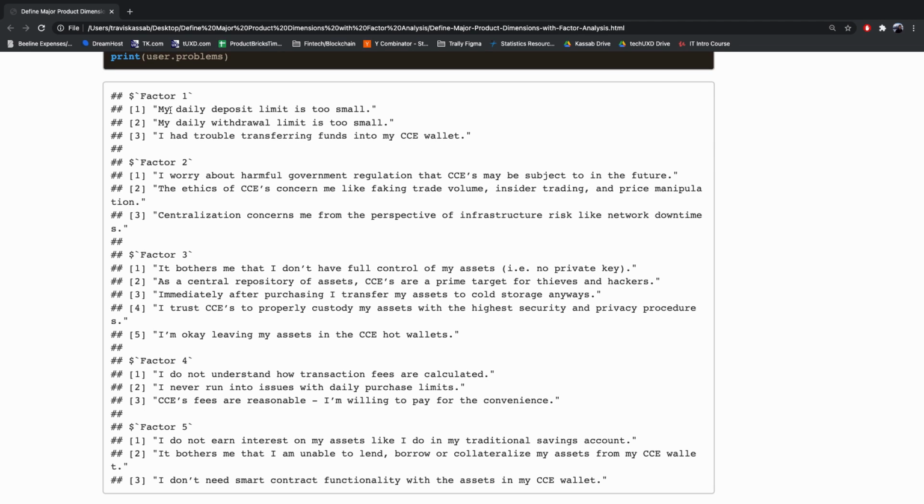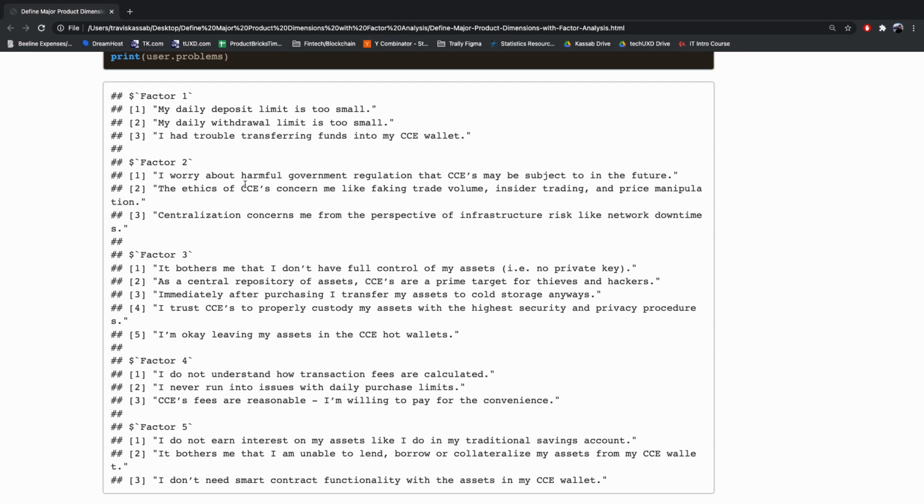So factor 1: my daily deposit limit is too small. My daily withdrawal limit is too small. I had trouble transferring funds into my CCE wallet. For me, this is about bank integration. They're having trouble depositing and withdrawing, and they're having trouble transferring their funds. So this is issues with bank integration with their CCE wallet.